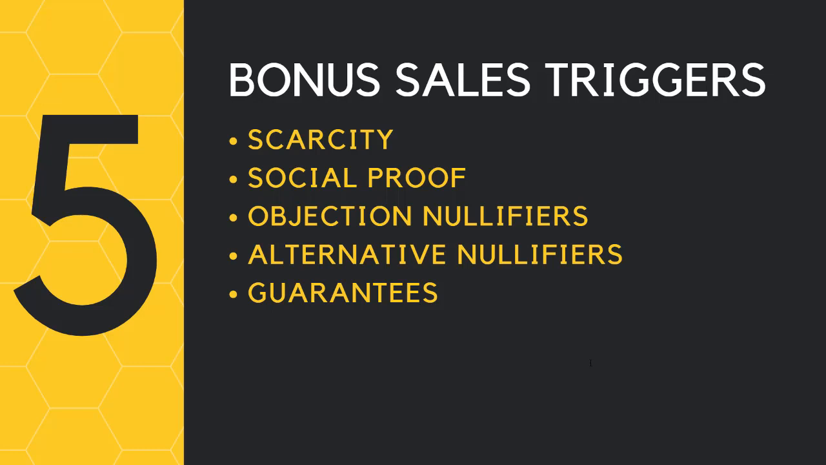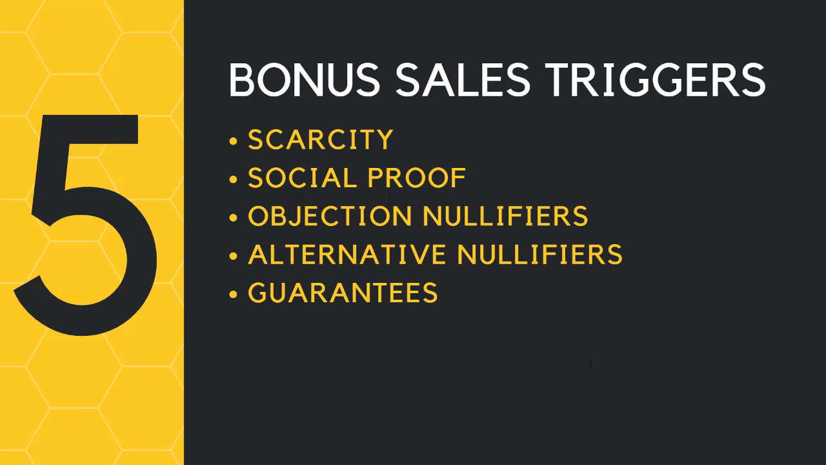And then you have alternative nullifiers, which is when they're thinking in their head if they can get another alternative. What you do is you destroy those options in their head. So if the other option is more expensive than your own, say it. Hey, if you are thinking of solving this problem by getting this option B, don't forget option B is 3 times the price of this one. You have removed that option from their head.